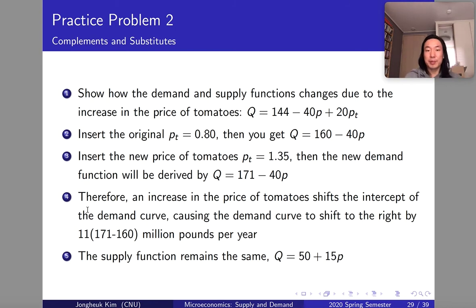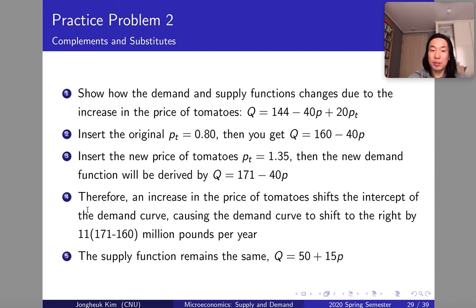So this is the simple math. We start with the original demand and supply functions. The Q equals, so I think this is the demand curve for the avocado. The quantity demanded will be affected by some constant, 144, the price of avocado P, and the price of tomato PT. Okay, so we have three factors that can affect the quantity demanded of the avocado.